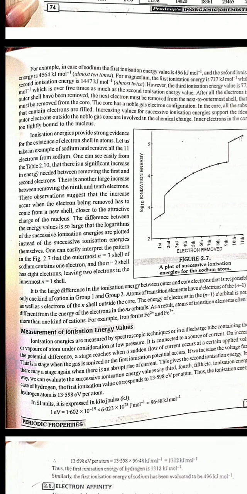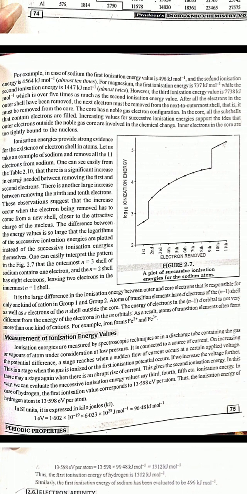For example, in the case of sodium, the first ionization value is 496 kilojoule per mole, and the second ionization energy is 4562 kilojoule per mole. For magnesium, the first ionization energy is 737 kilojoule per mole, while the second ionization energy is 1447 kilojoule per mole. However, the third ionization value is 7738 kilojoule per mole, which is over 5 times as much as the second ionization energy value. After all the electrons in the outermost shell have been removed, the next electron must be removed from the next to outermost shell, that is, it must be removed from the core.